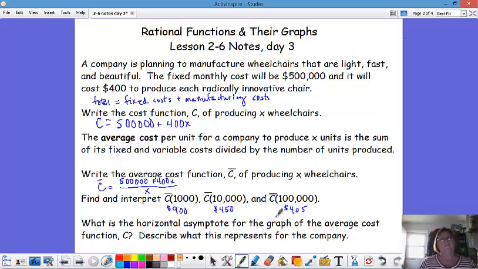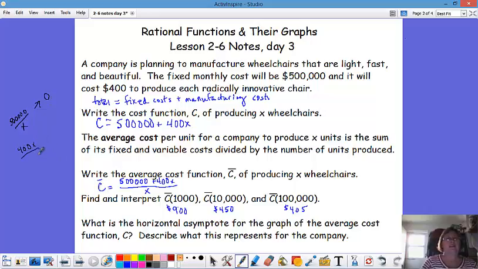What do you think, folks? Here's our average cost per chair function, what would the horizontal asymptote for this be? To find it, we'd have to divide everywhere by x, because that's the highest power of x in the denominator. 500,000, even though that's a very large number, as x gets extremely large, it doesn't matter how big we are on top. x can always exceed that by a lot. That's going to go to 0.